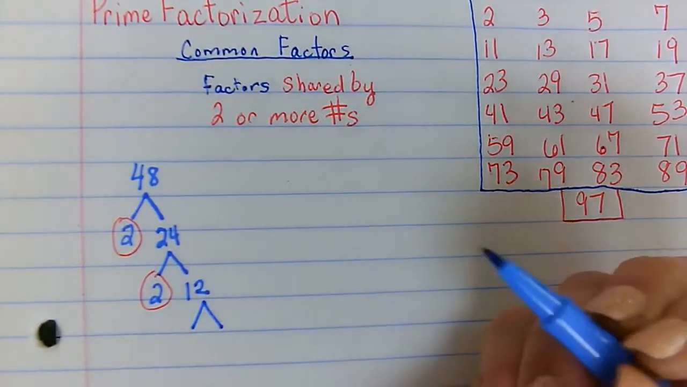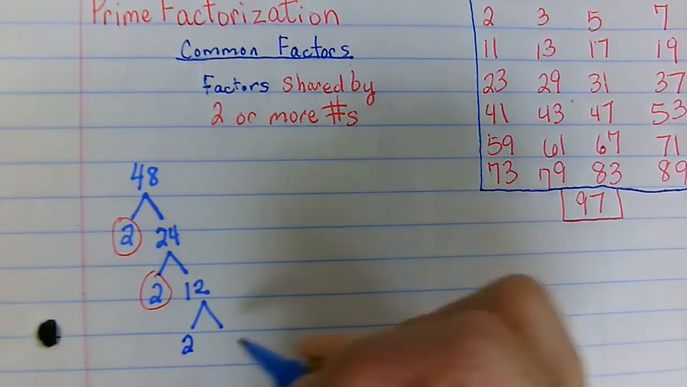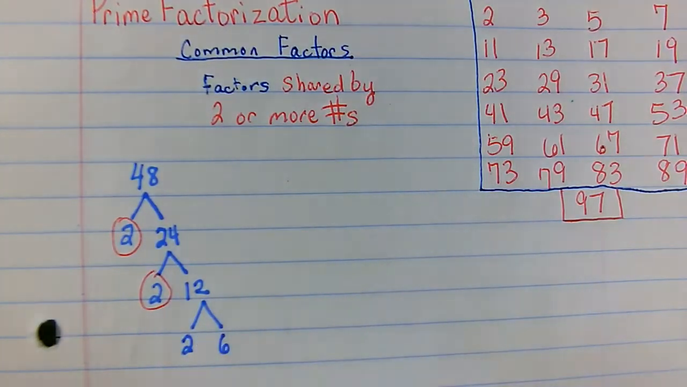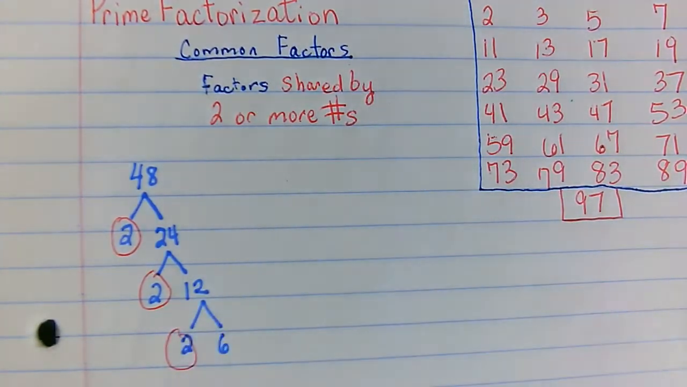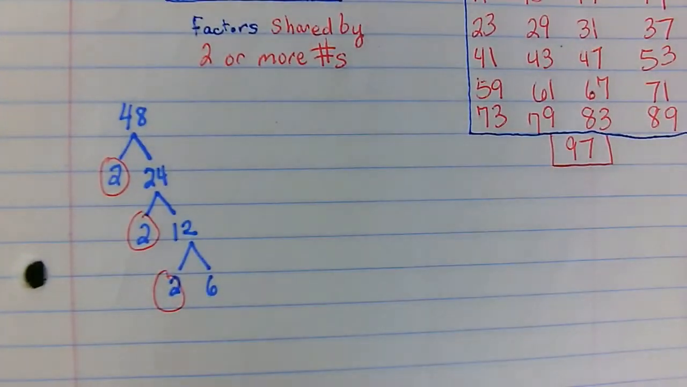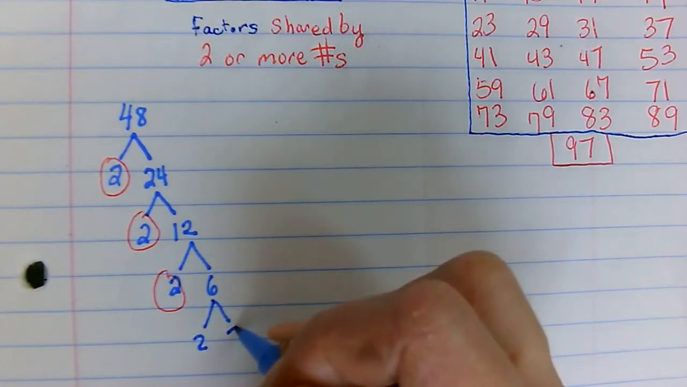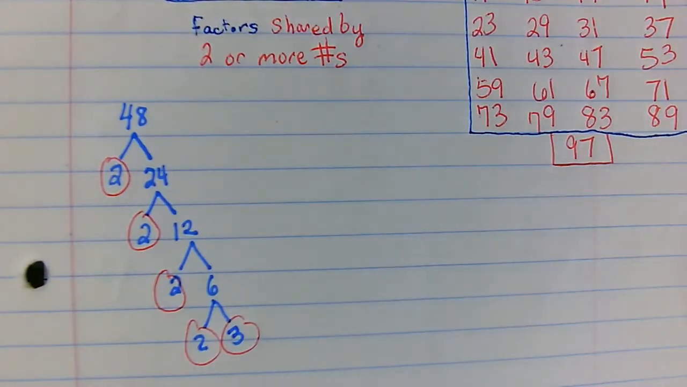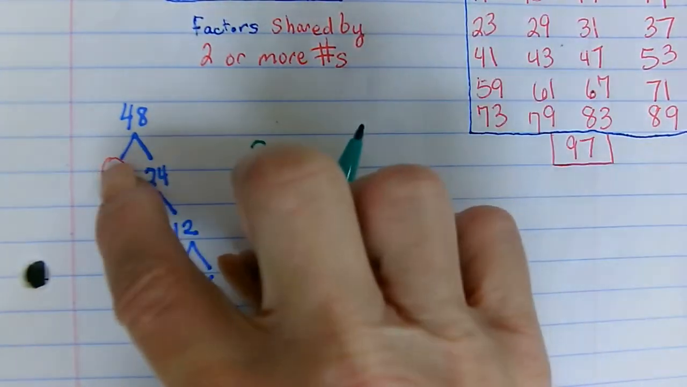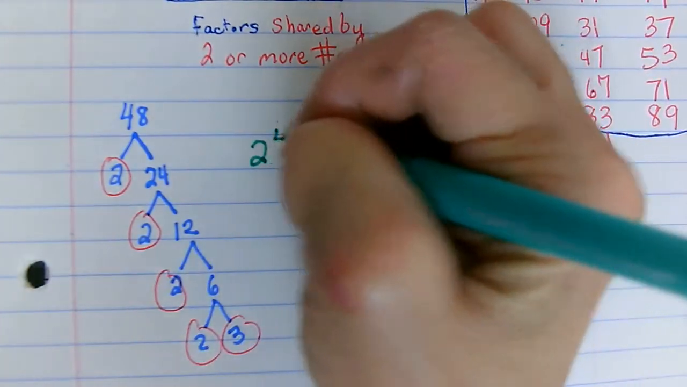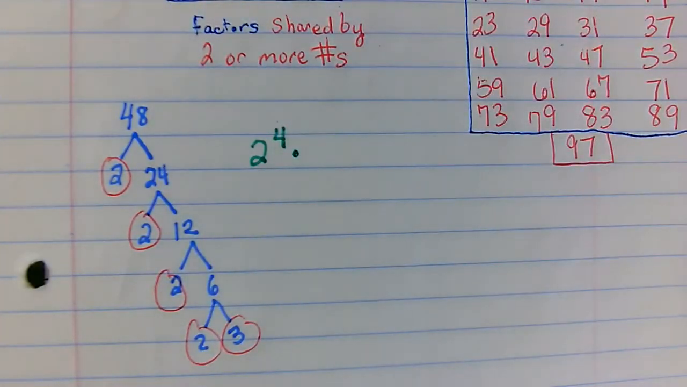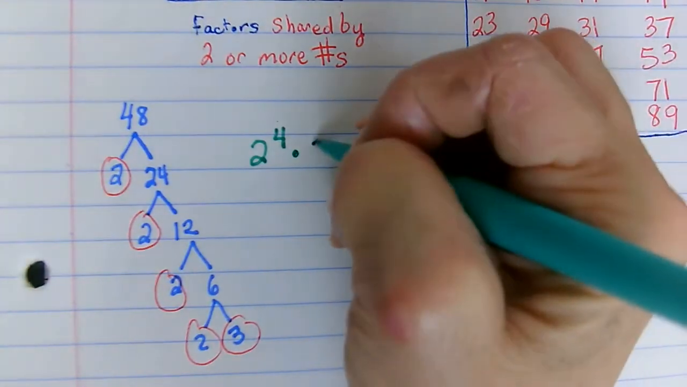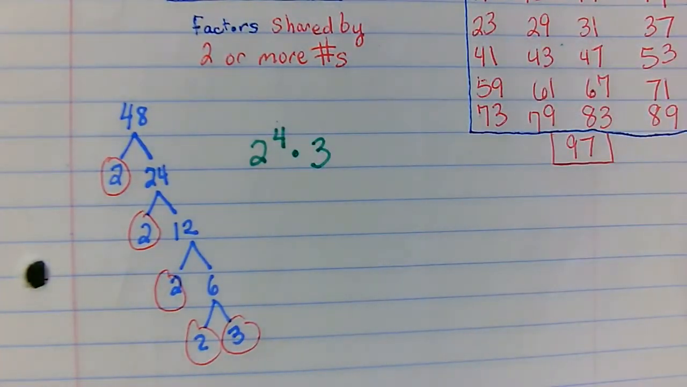And then I can factor out 12. Once again, it's an even number, so 2 goes into it, and 6. I circle 2 because it's prime. Almost done. And 6 factors out into 2 and 3, and both of those are prime. So I'll circle those. So then the final result would be, I start with the smallest number. The smallest number on here is 2. I'm going to write to the 1, 2, 3, 4th power times, I'm going to use a dot for times because we're getting into more advanced math now, 3. 2 to the 4th power times 3.